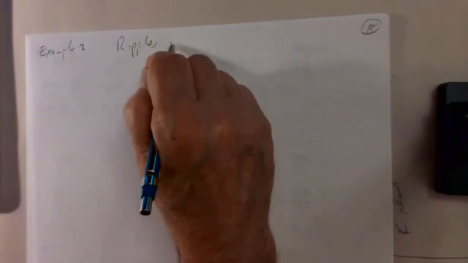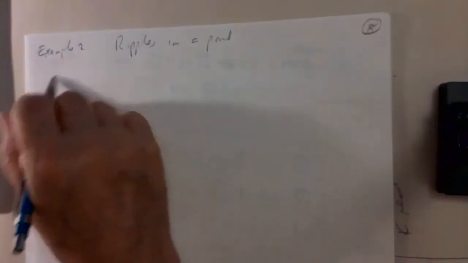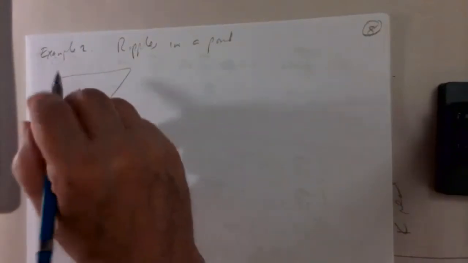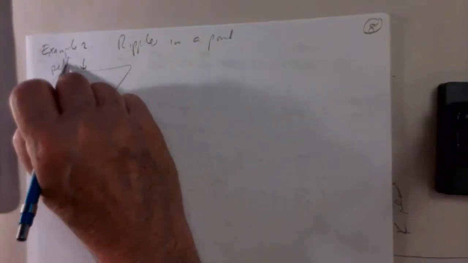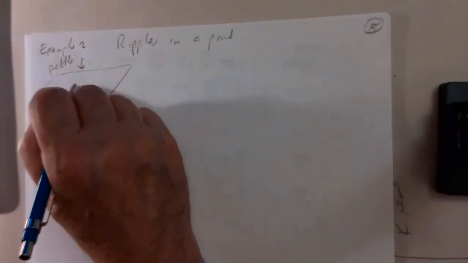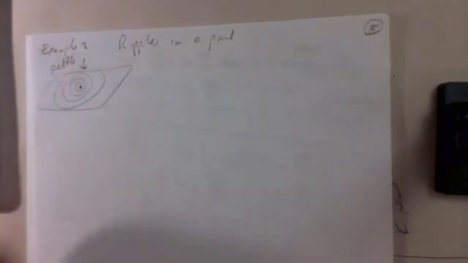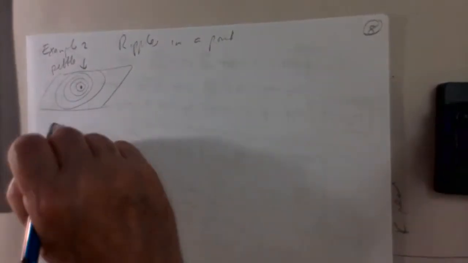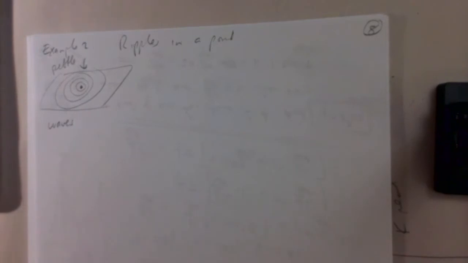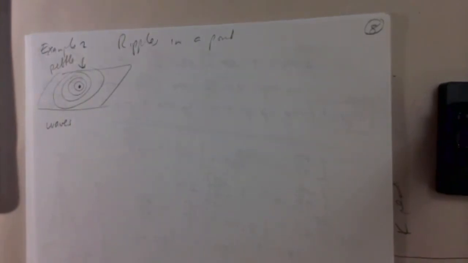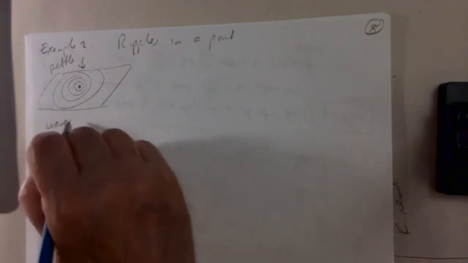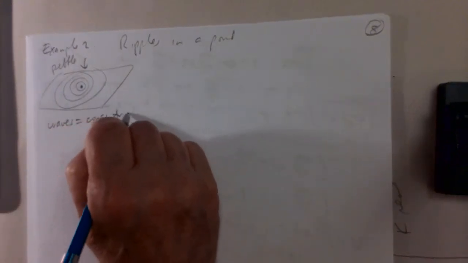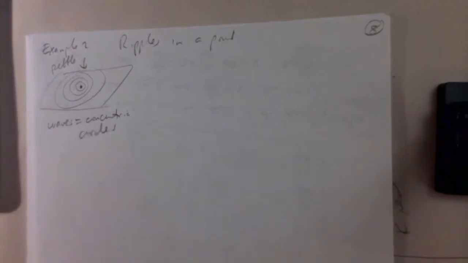Example 2. Ripples in a pond. So you have your pond and you drop in a pebble. And what happens is it creates waves moving out from where the pebble hit the calm pond. The waves are concentric circles. Circles with the same center.